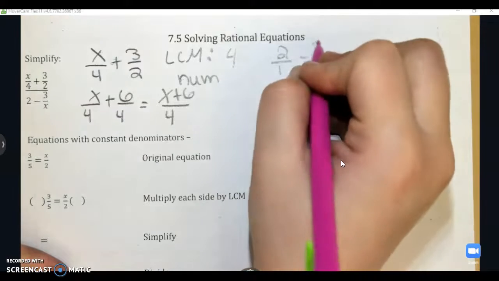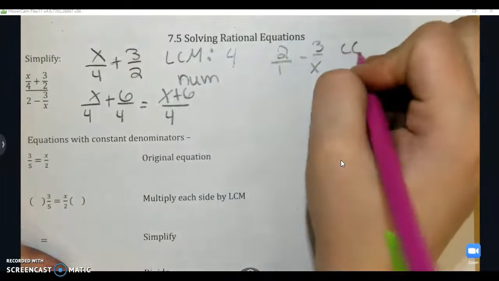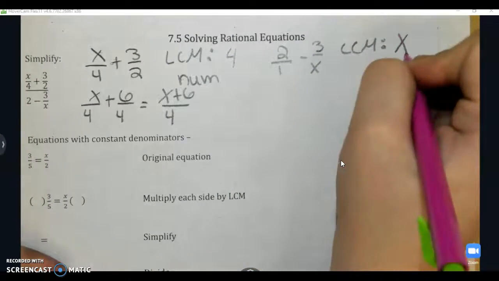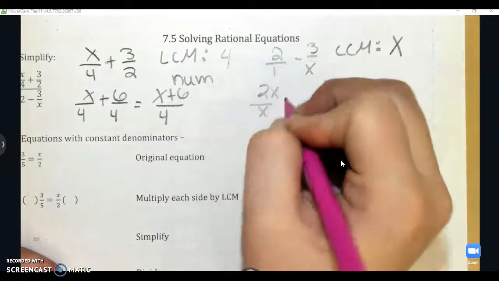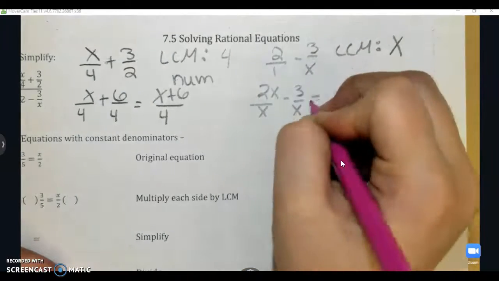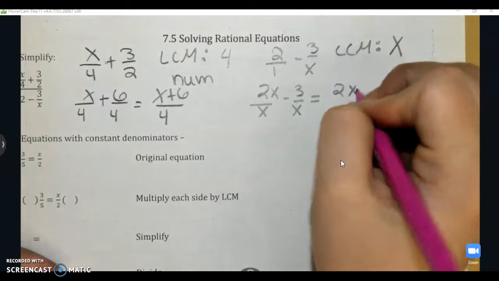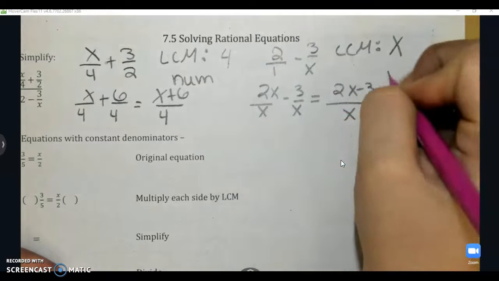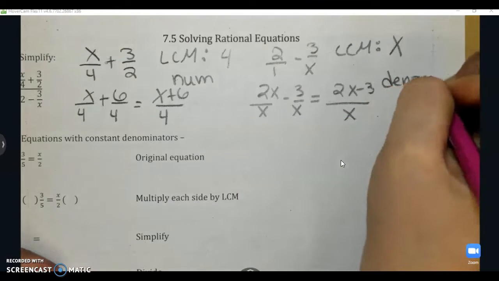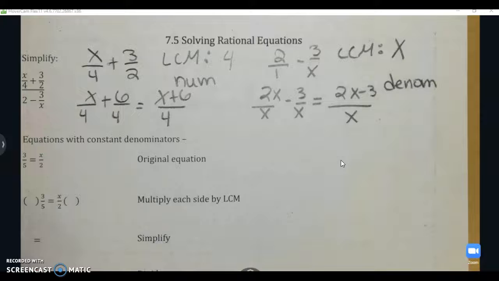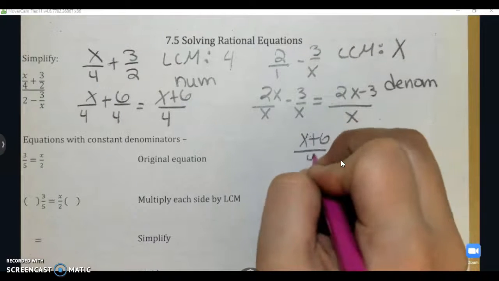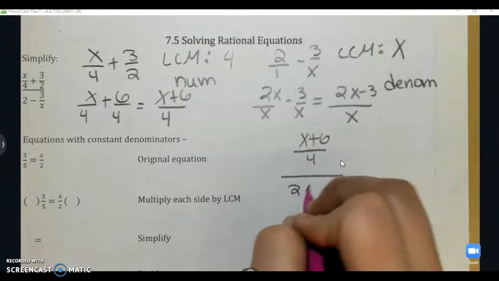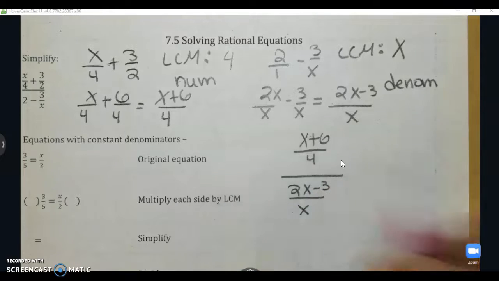Now let's take a look at our denominator: 2 over 1 minus 3 over x. Our least common multiple here is going to be x. So I need to multiply my first fraction by x. And now I have a common denominator. And here is my denominator, and I know I'm eating up into some space, but I'm just going to keep working down here. So this is now x plus 6 over 4 divided by 2x minus 3 over x.